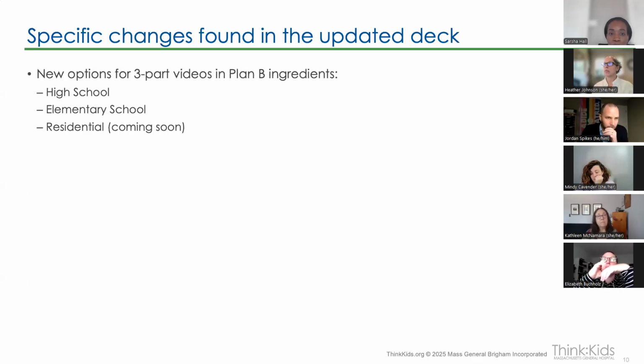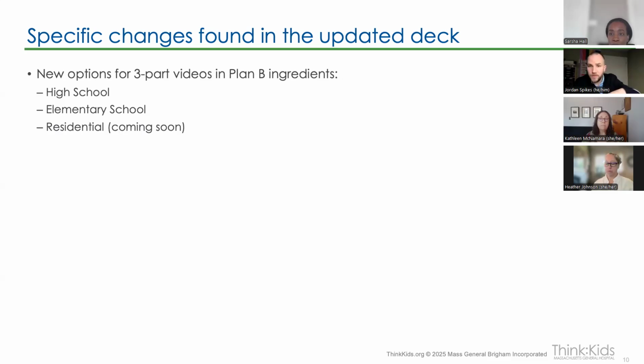Now, another thing that has changed is we have more options for the empathize, share, and collaborate ingredients, the 3-part videos for when you're going through that section of Plan B. We have Heather's version, the high school version. We have an elementary version, which is Tamara's chess video.